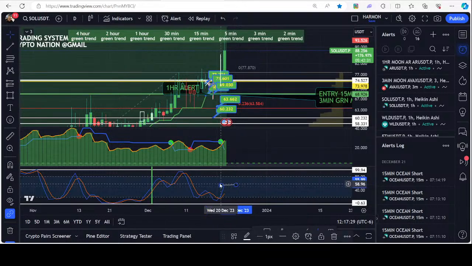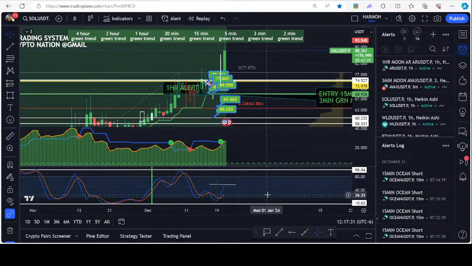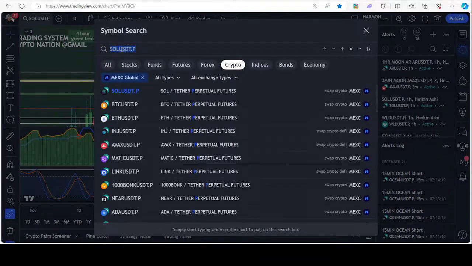But currently, we'll take that line right there. But here's your daily. Daily crosses over. You can see you got your green moon. So right now, Solana looks really good. Let's take a look at what's another one that's kind of like a market favorite. Let's take a look at Render.